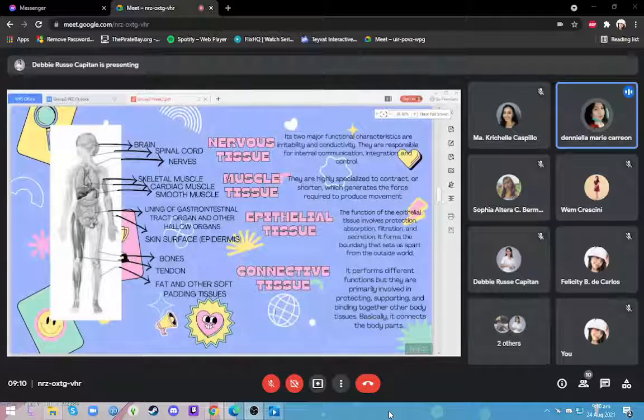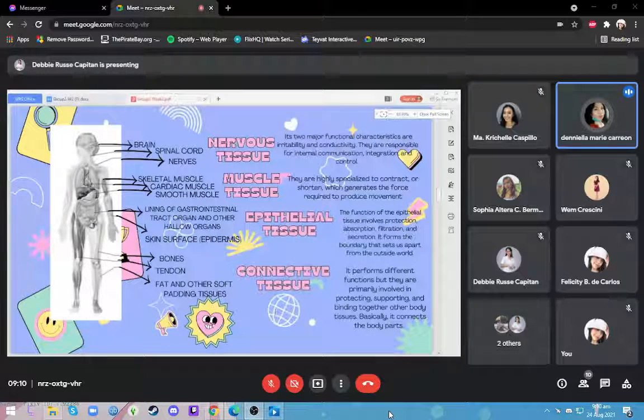So let's proceed to stepping in activity 1A, the four major tissue types. Number one is nervous tissue. Its two major functional characteristics are irritability and conductivity. They are responsible for internal communication, integration, and control. So it transmits and integrates information through the central and peripheral nervous system. It is found in the brain, spinal cord, and nerves.